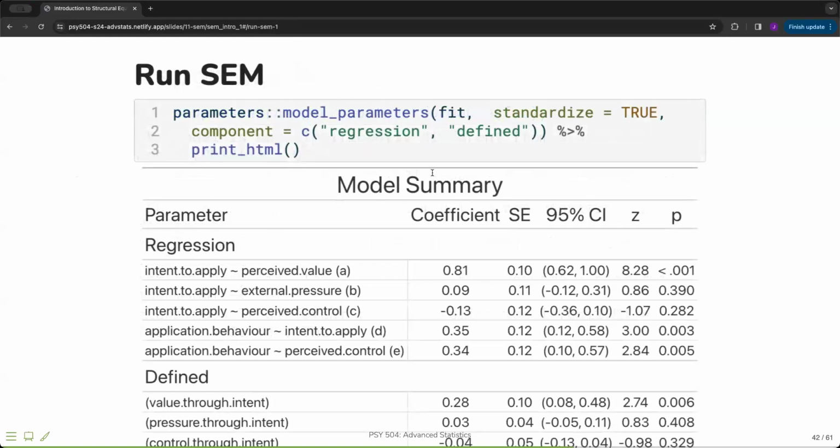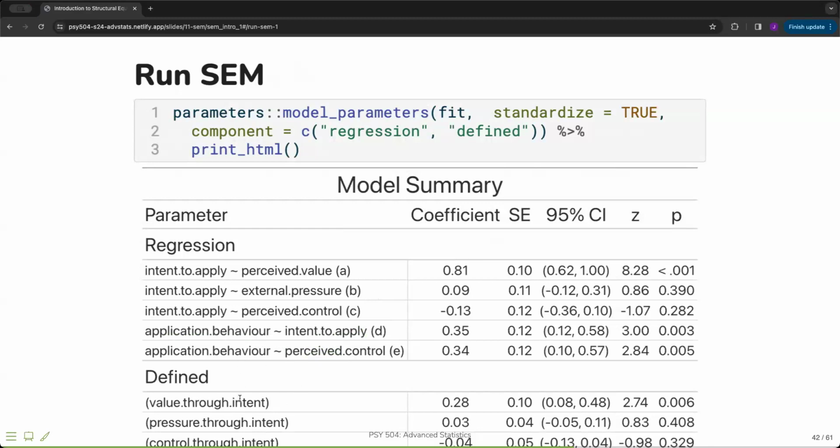So this is the cleaned up coefficients, and these are all standardized. I use the model parameters function to just clean this up a little bit. But what we see here are regression parameters and whether they're statistically significant or not. So what we see here is that perceived value predicts intentions to apply. We don't see a significant relationship between external pressure or perceived control. Those are not statistically significant. We do see a statistically significant relationship between intentions to apply and actual behavior. And we see a significant relationship between perceived control and application behavior, right? So these are just our regression models.